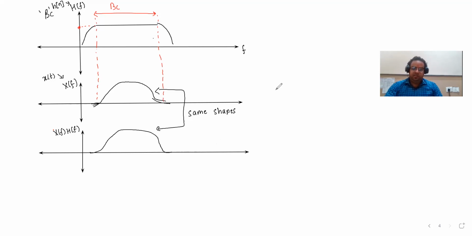Okay. In the other case, what will happen? Suppose we had a lesser coherence bandwidth. I'll draw that case here.